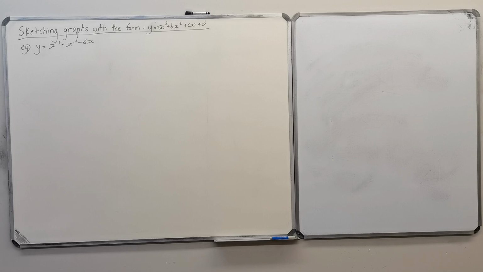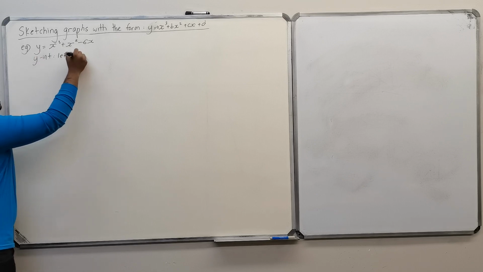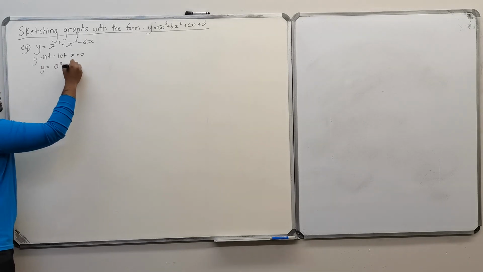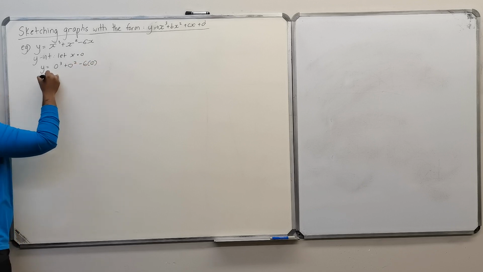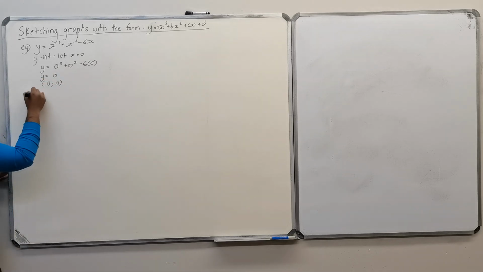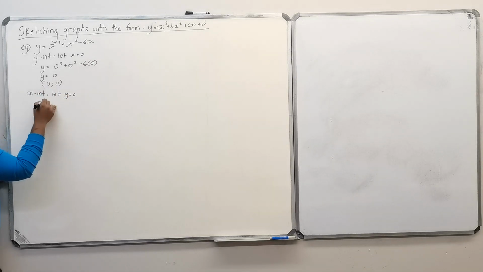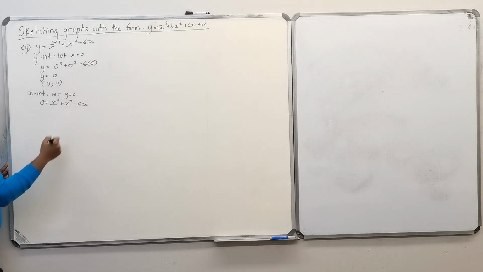Okay, let's solve for our intercepts first. Let's say y-intercept: let x equal to 0. So you will say y is equal to 0 cubed plus 0 squared minus 6 times 0. So your y-intercept is 0, so it will be found at (0; 0). Then your x-intercept: you let y equal to 0. You're left with 0 is equal to x cubed plus x squared minus 6x.